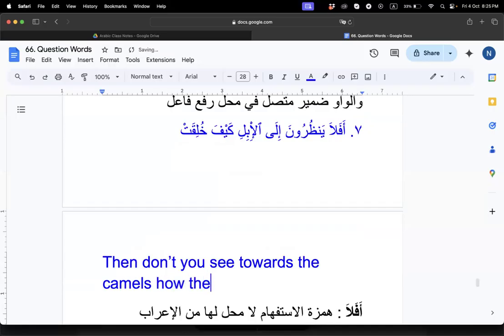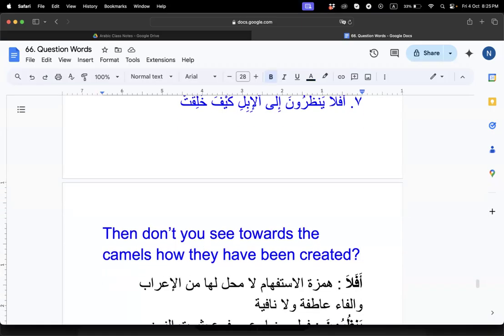So when we translate, we say, then don't you see towards the camels how they have been created. Actually, how the creation is created, how the creation of camels is created, literally, it's not sounding good in English. Literally it's how they have been created.